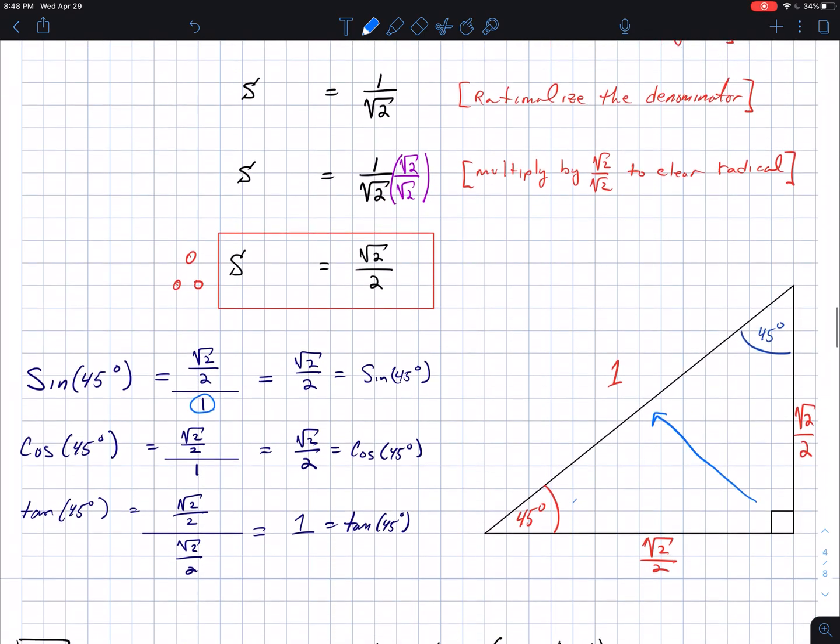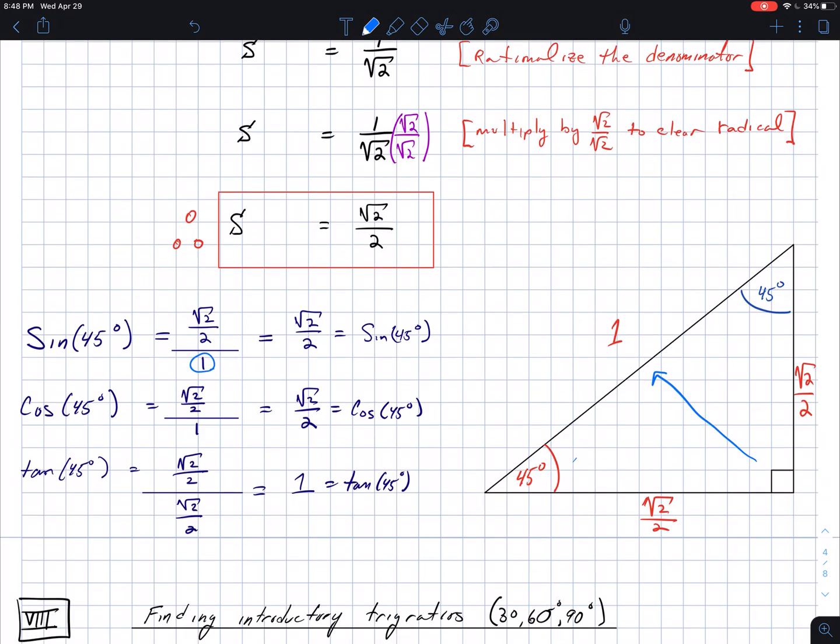So, once we reduce or simplify this, we can see that any number divided by 1 is just that number. So the sine of 45 degrees is exactly root 2 over 2. Okay?